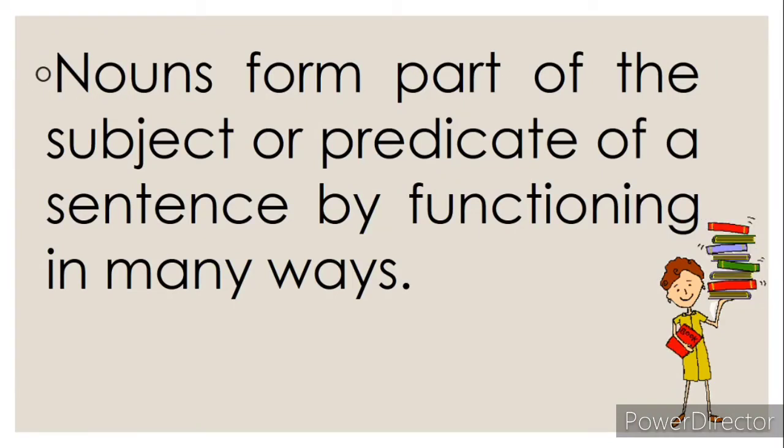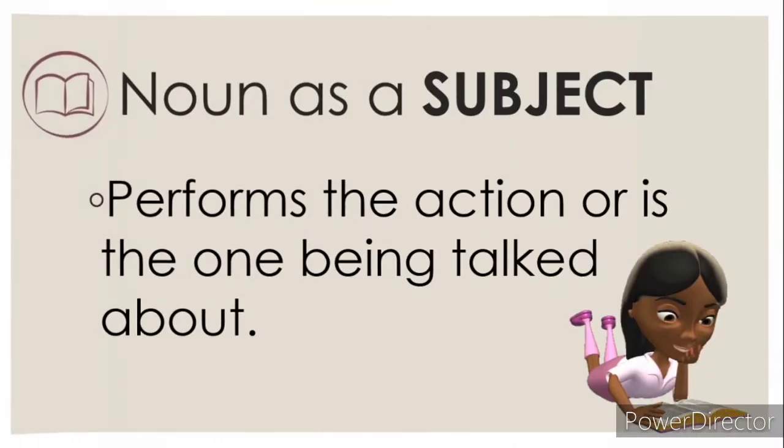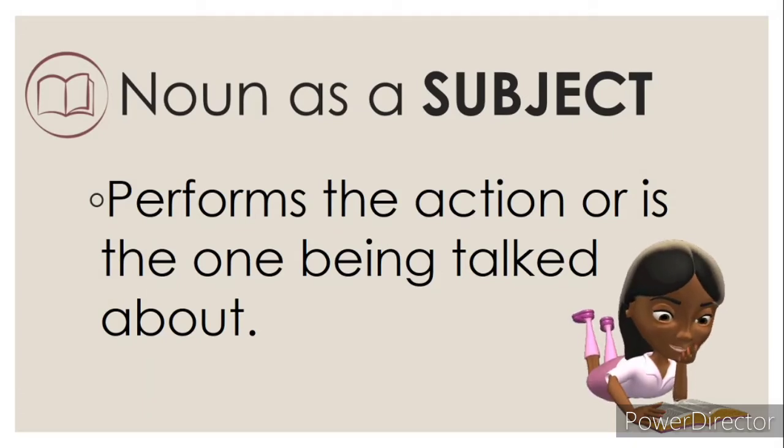Nouns form part of the subject or predicate of a sentence by functioning in many ways. We are going to discuss the different functions of nouns, such as noun as a subject, as a predicate, as a direct object, as an indirect object, as an object of the preposition, as an objective complement, as an appositive, and as an adjunct noun. Now, let's start with the noun as a subject.